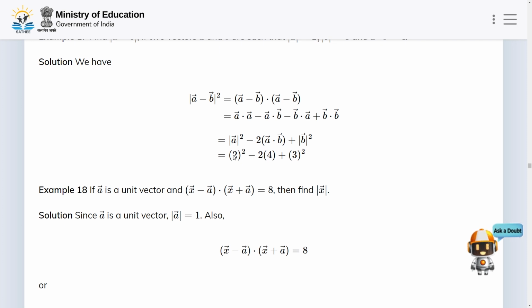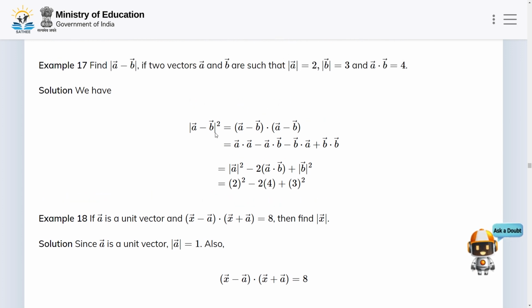Okay, and apply the root, you will get your final answer. This will be 4, this will be 8, so minus 8 here, this will be 9, so just 1. Apply the root on both sides and you will have the modulus of A minus B as plus minus 1. Okay. Clear?